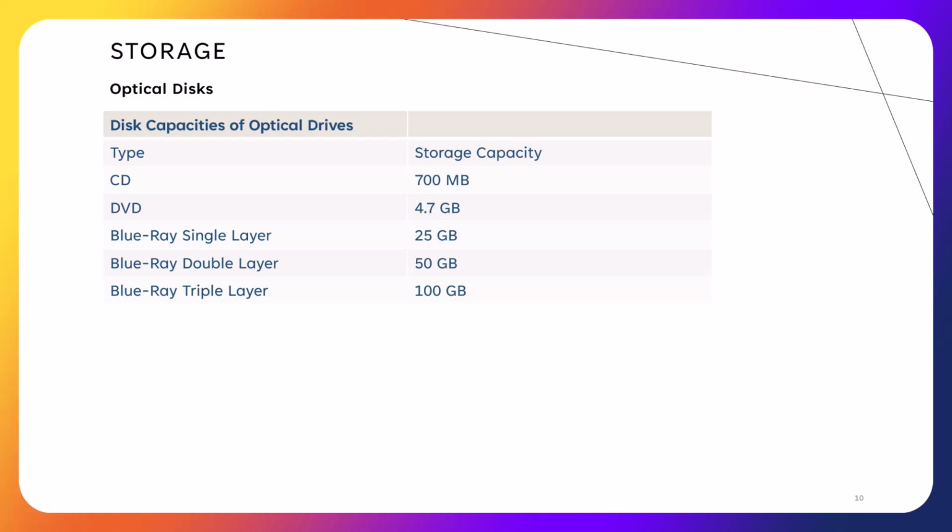Disk capacities of our optical storage are here on this slide. So we have compact discs for 700 megabytes, DVDs 4.7 gigabytes, and there are 3 types of Blu-ray: single layer at 25 gigabytes, double layer at 50 gigabytes, and your triple layer at 100 gigabytes.